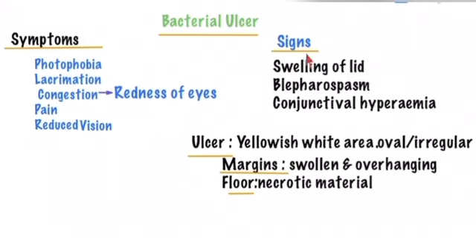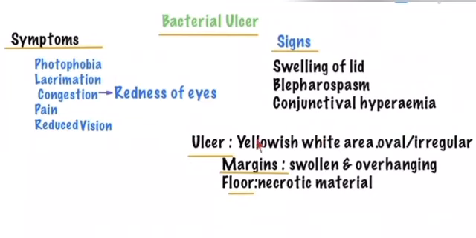Signs are what the doctor elicits, what the doctor finds. The doctor will find swelling of the lid, blepharospasm and conjunctival hyperemia. On the whole, the bacterial corneal ulcer will have the following features. We'll see what they are.